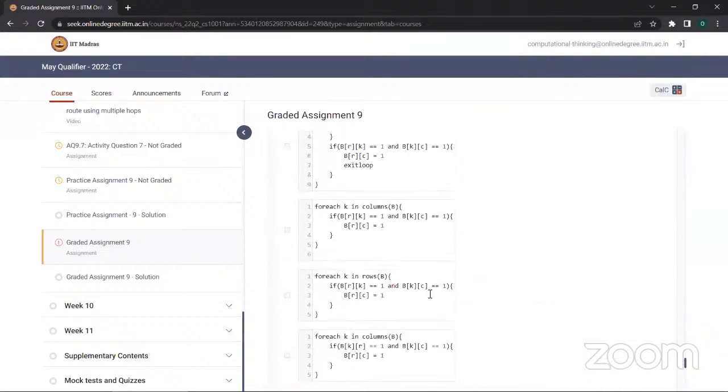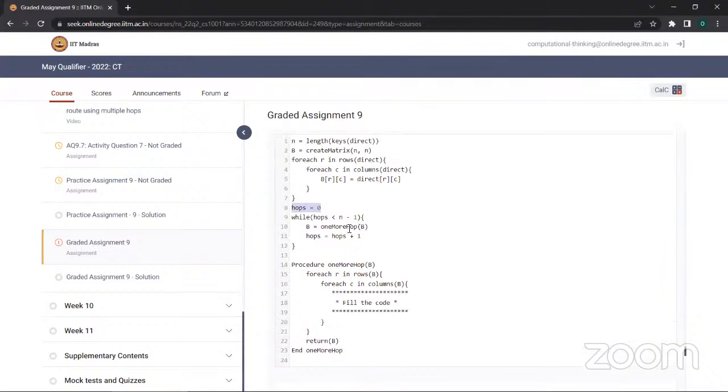We started with the direct matrix, correct? And after that, we called this one more hop procedure once. After that, we got some result, and this particular result is with 1 hop. That's why we incremented by 1. All right? Yes, sir. Next time, we call this procedure again. Now this time, this B was with 1 hop. Now, we executed this procedure, and now this B is with 2 hops. That's why we incremented to 2.